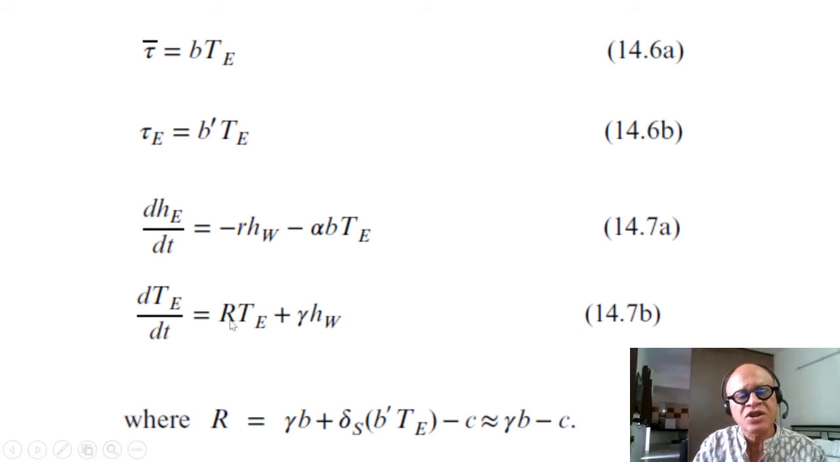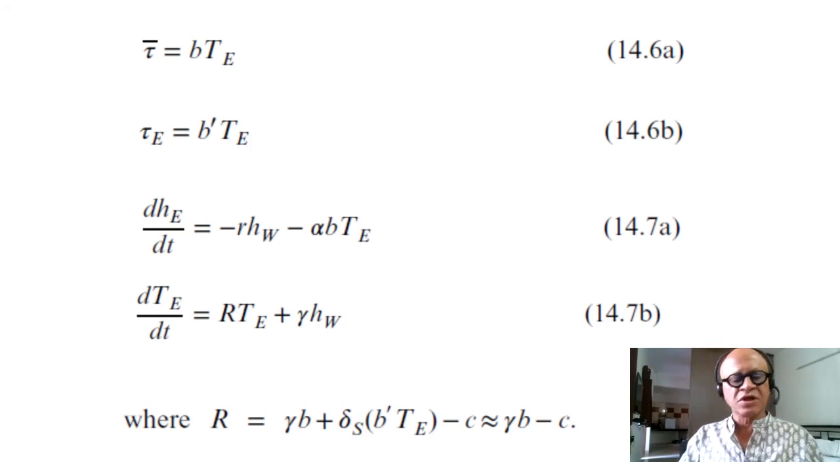Okay, so R here is a combination of those previous equations as gamma B, the coefficient, plus delta S times B prime TE minus C, where we can write this as basically B prime, since it's much smaller than B, we can write that as gamma B minus C. Okay, it's a simple set of equations. I don't know how much more to say about it.